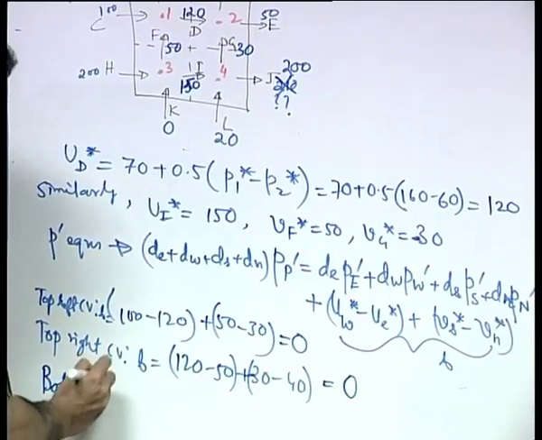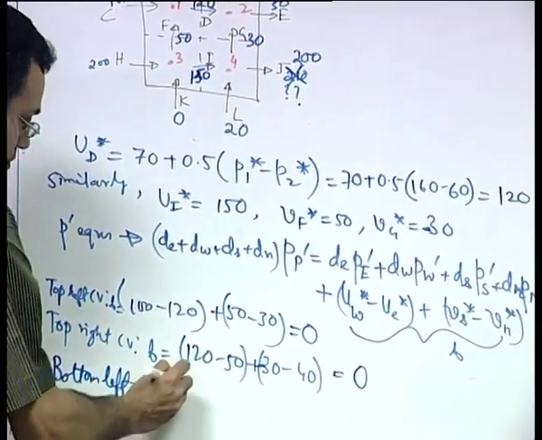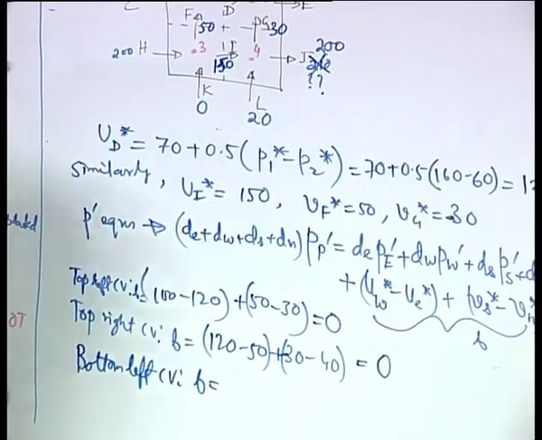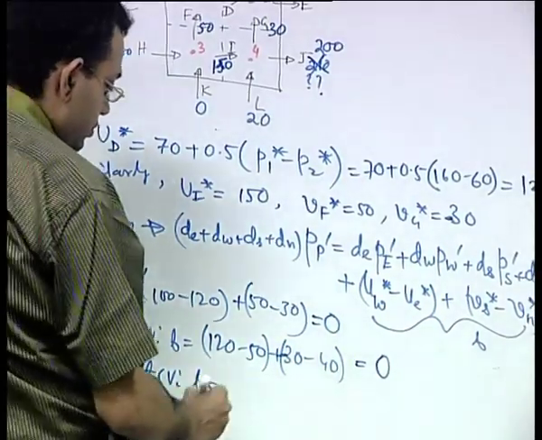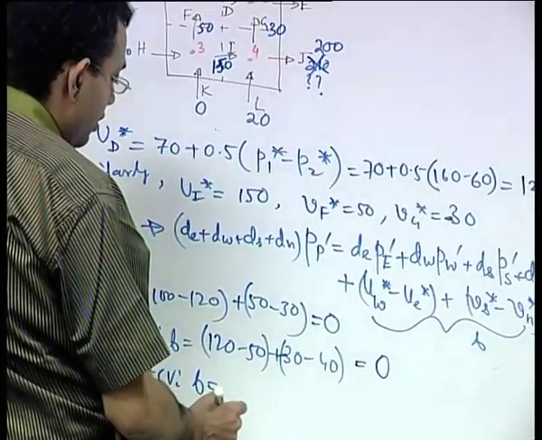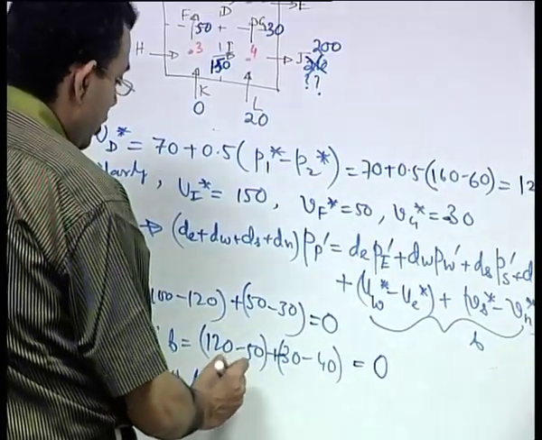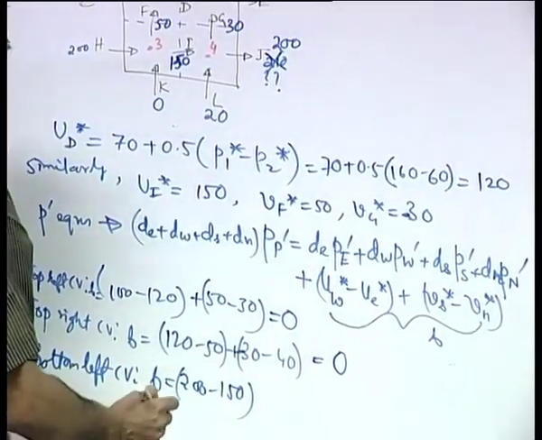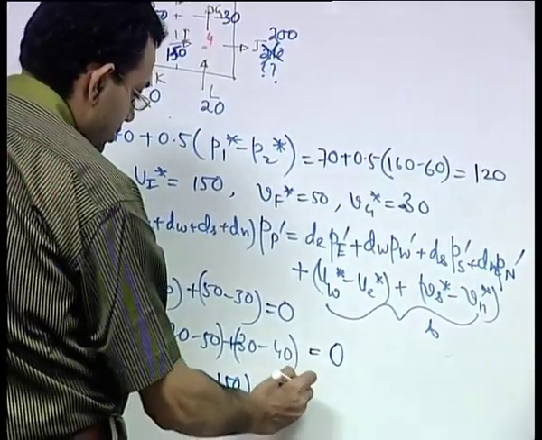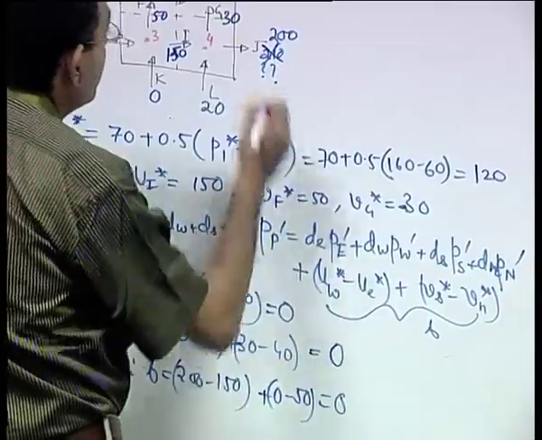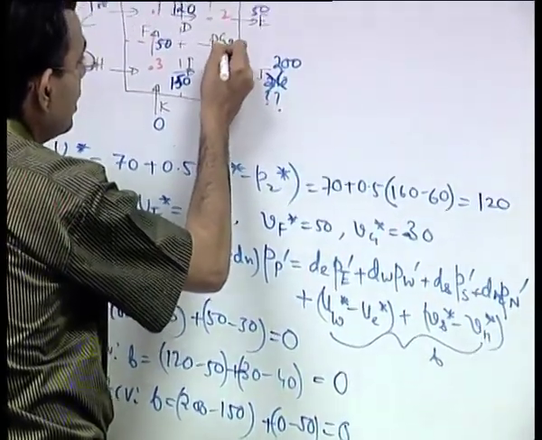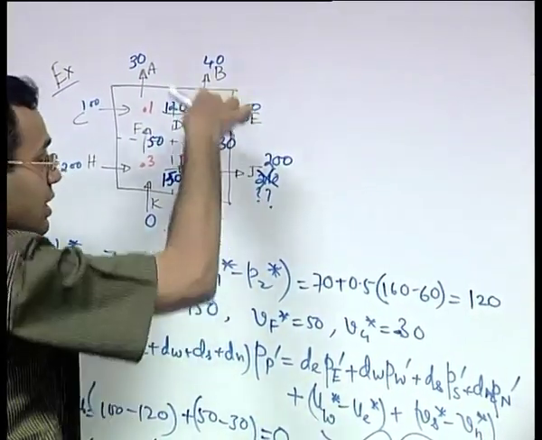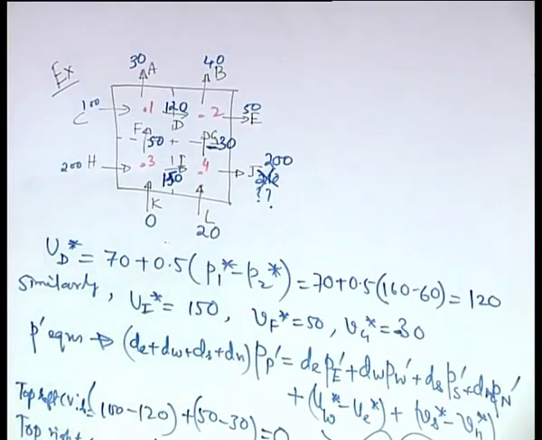Bottom left control volume, B equal to 200 minus 150 plus 0 minus 50, that is 0. So, in the figure we show Vg in this direction fine, but we write it as minus 30 to indicate that it is actually the downward direction.